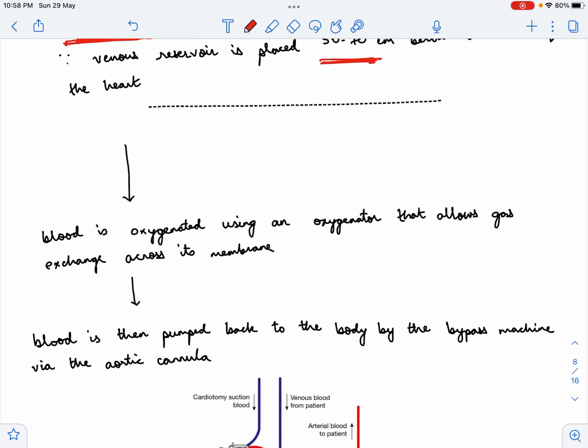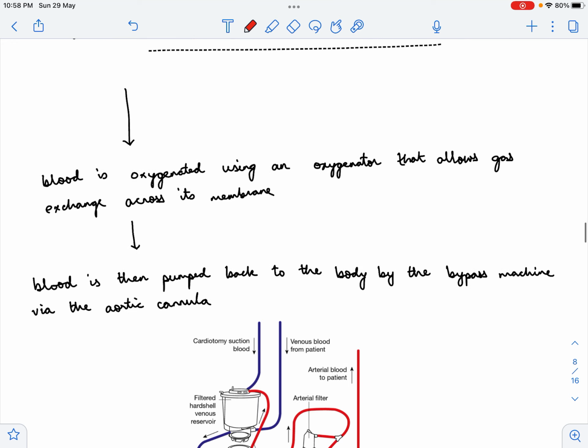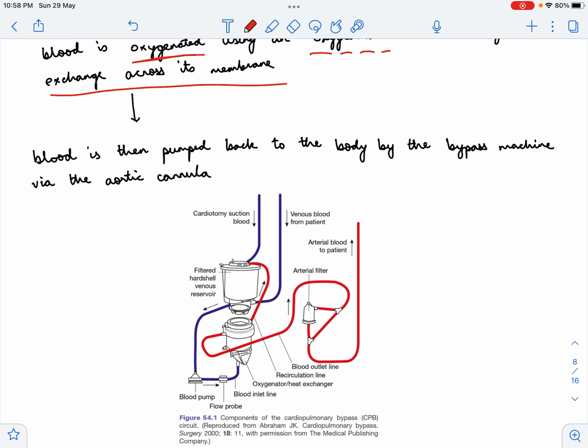This is called the siphon effect. So, now blood enters the reservoir. From the reservoir, it will go into a circuit. We will look at the circuit later. So, what happens in the circuit? First and most importantly, you are going to have to oxygenate the blood, because you are taking over the function of the lung. So you will oxygenate the blood using an oxygenator. This oxygenator allows gas exchange across its membrane. After you have oxygenated the blood, you are going to pump the blood back to the body via the aortic cannula. So now the function of this circuit is complete.